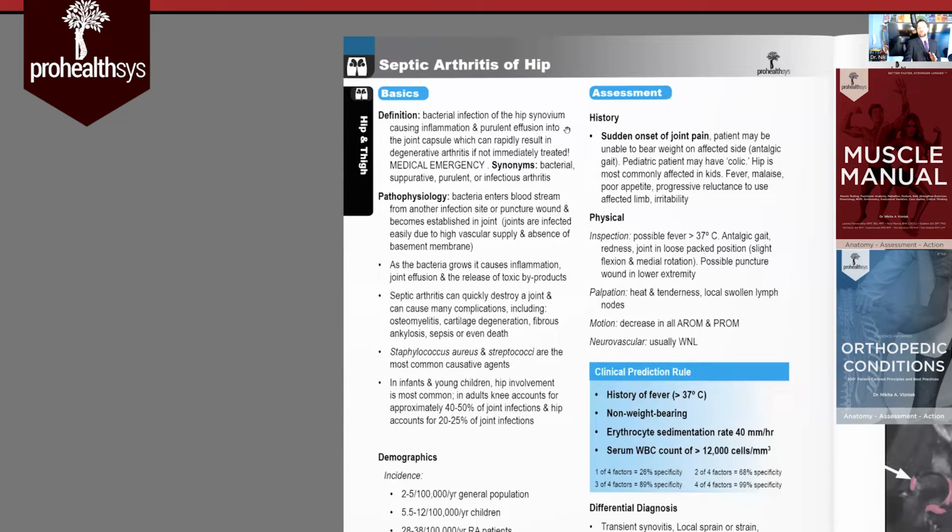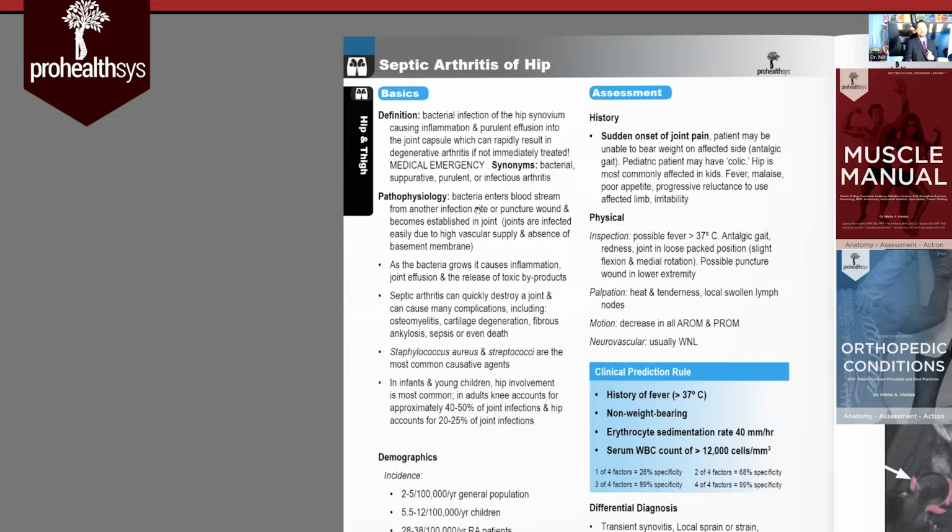So what happens? Bacterial infection in the synovium and inflammation around the hip. You often get purulent effusion. The joint capsule swells up. It's known by multiple different names like bacterial arthritis, infectious arthritis, septic arthritis.